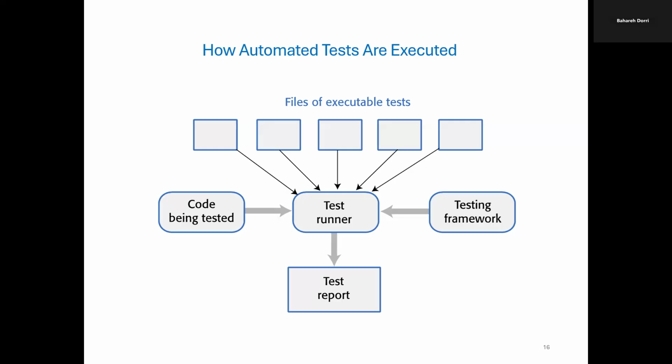This process is what makes automated testing so powerful. You can run hundreds of tests with a single click and instantly know if your code is solid or if something broke when you made a change.